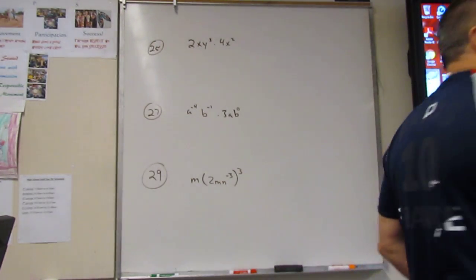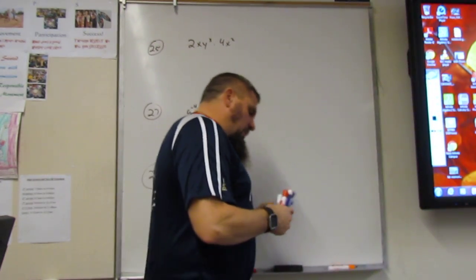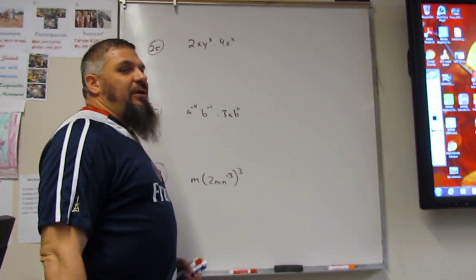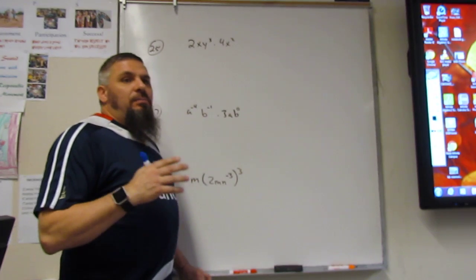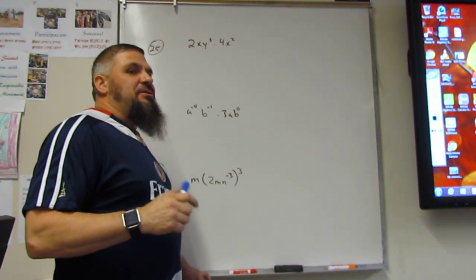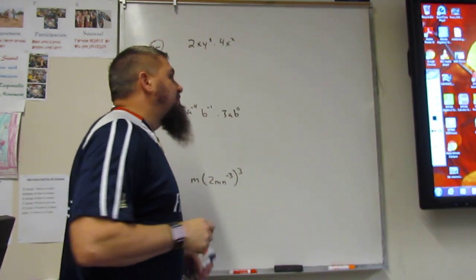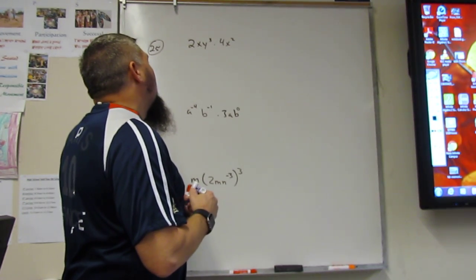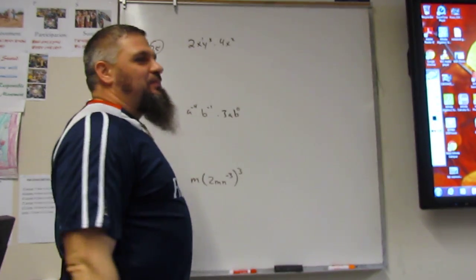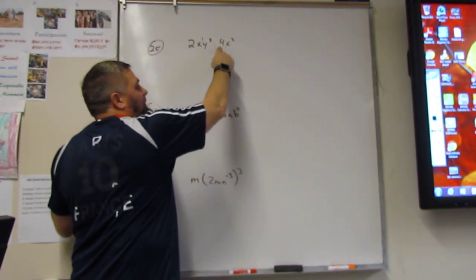All right, Dante. So, what do I do first? When I have powers of the same base, what do I do when I multiply? What do I do to their exponents? What's 2 times 4?